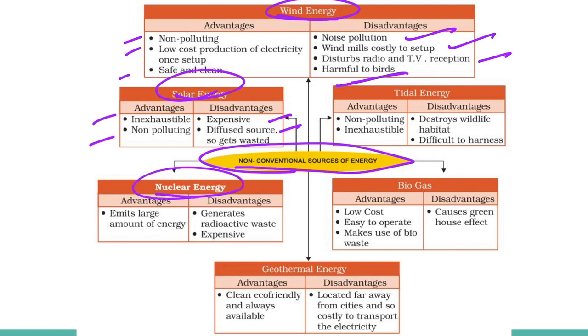Nuclear energy. Nuclear energy is obtained from the energy that is stored in the nuclei of atoms of naturally occurring radioactive elements like uranium and thorium. These fuels undergo nuclear fission in nuclear reactors and they emit energy. The advantage of nuclear energy is they emit a large amount of energy, and the disadvantages are it generates radioactive waste and it is also expensive.